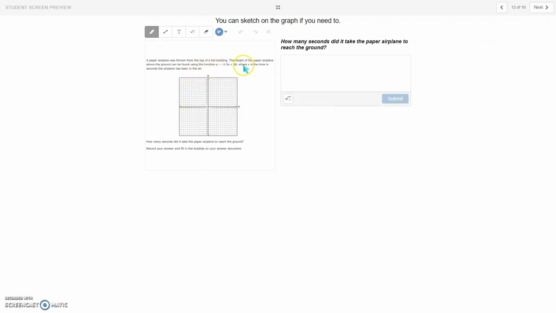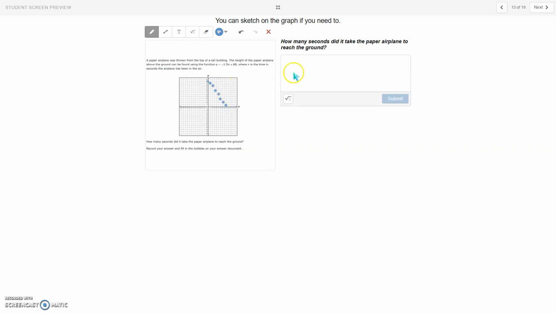Let's see, a paper airplane was thrown. How many seconds did it take the airplane to reach the ground? So you'll have to graph that. Your x-intercept will be at 60, it's very hard to see, and then you would go down 1.5 and over. All right, and so basically it wants to know the x-intercept of this.